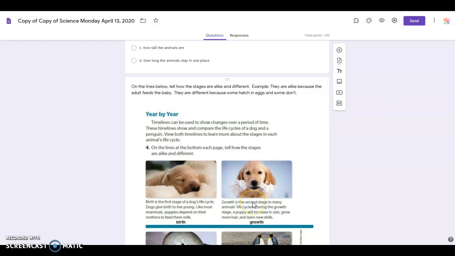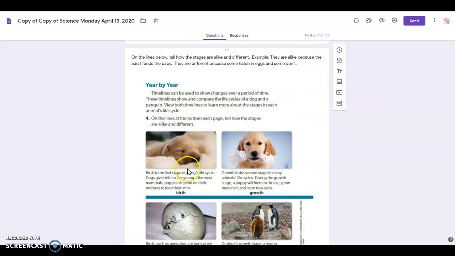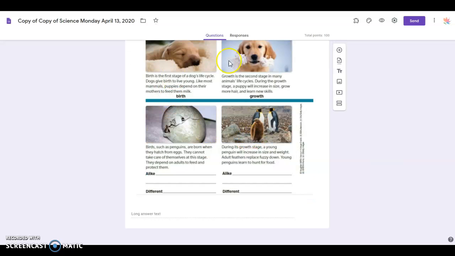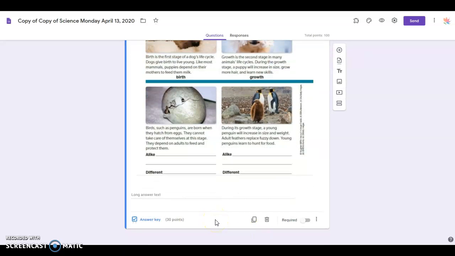Okay, and on the last page for today, boys and girls, you're going to be comparing and contrasting. So on the lines below, tell how the stages are alike and different. An example would be they are alike because the adult feeds the baby. They are different because some hatch in eggs and some don't. So here, boys and girls, you're going to have to make sure you read through it. I need one sentence on how they're alike, and I need one sentence on how they are different.